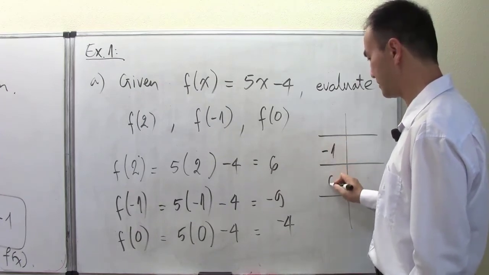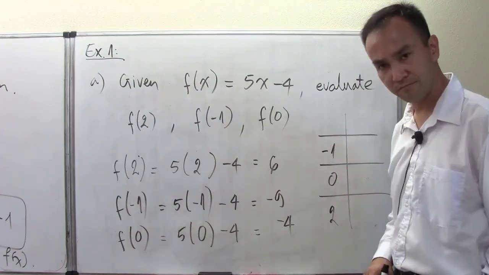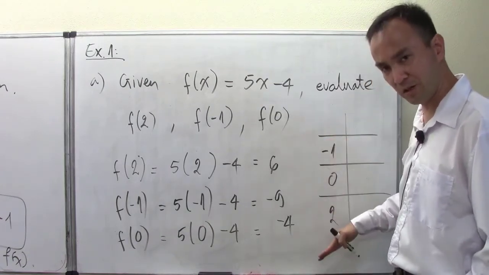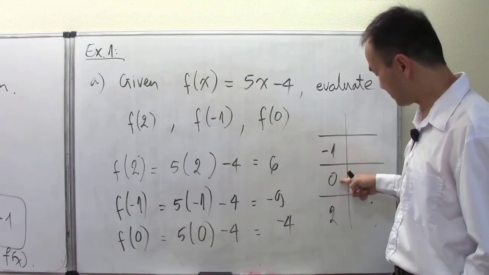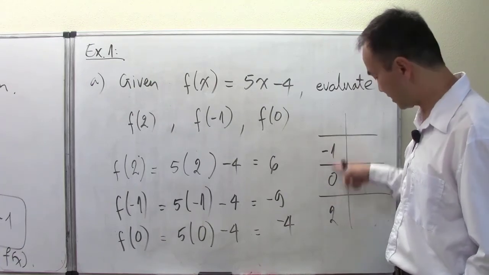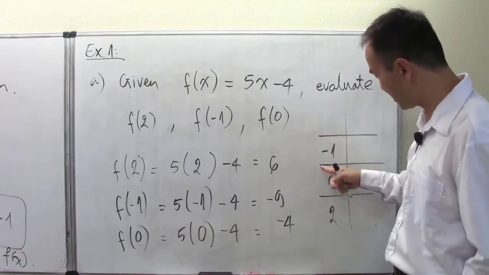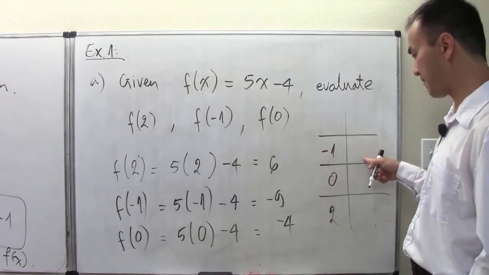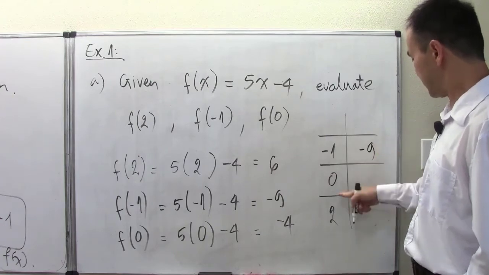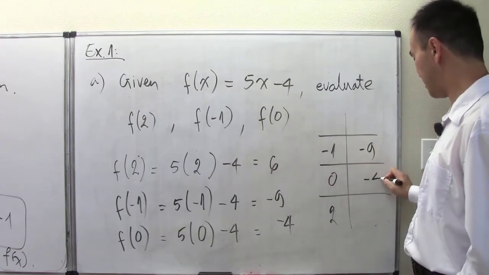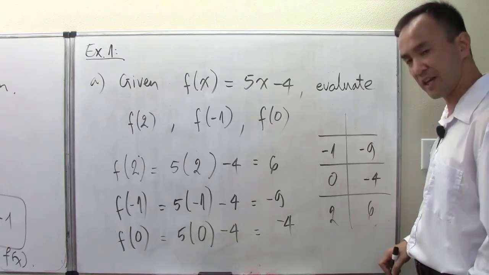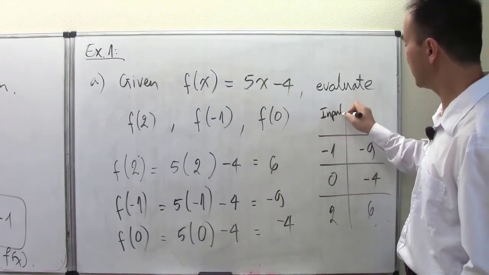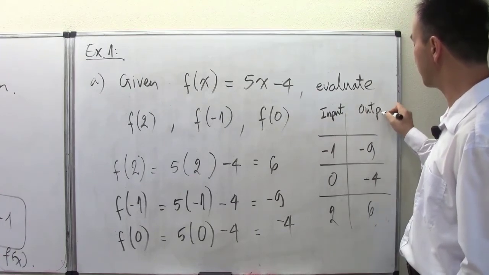Negative 1, 0, 2. We didn't do things in this order, but at least I can decide to put the input values in a certain order. So top down here means from negative to positive, and then negative 1 gave me negative 9, 0 gave me negative 4, and 2 gave me positive 6. So these were the inputs, and these are the outputs. We organize them into a table.